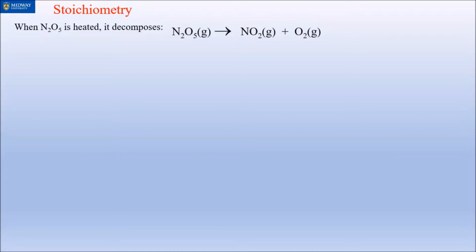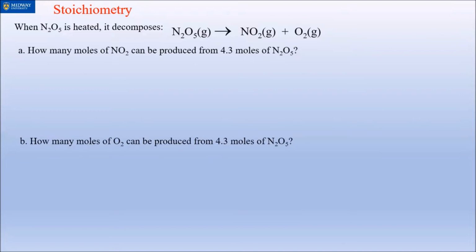In this case, here's the question. It says when N2O5 is heated, it decomposes. That's the chemical reaction. And here is the first question. Here's the second question. One cool thing about stoichiometry, like I said, some things stay the same. That is, you will always be comparing multiple reactants to one single product. In this case, you only have one reactant. So you're comparing this reactant to this product and this reactant to this product. This is one of those kinds, okay? You will see multiple different ways of doing this, okay?